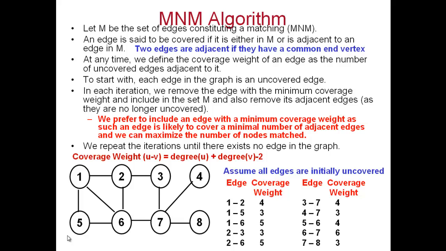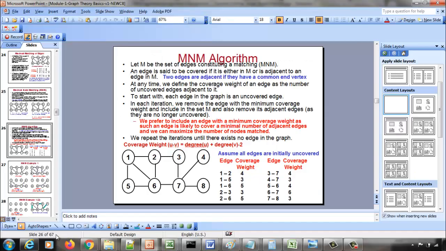So you should be able to explain why we calculate coverage weight like this. Because we want to find the number of edges adjacent to an edge. And that's based on the edges that are incident on the edge and the number of such edges that are incident on the two end vertices. Okay. Any questions so far?